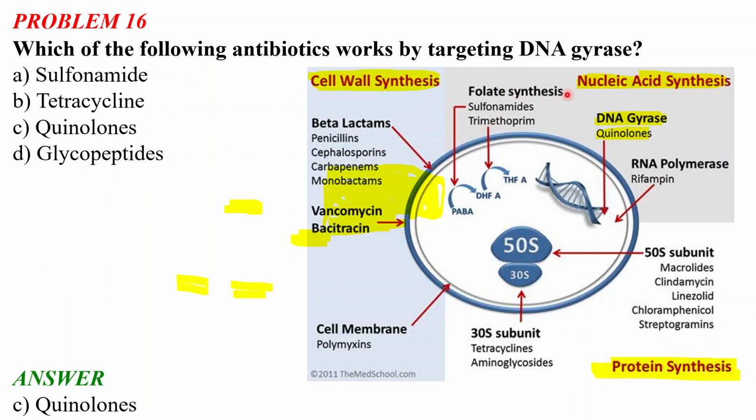Now comes nucleic acid synthesis. In folic acid synthesis, these are the anti-metabolites like sulfonamide and trimethoprim that I have already mentioned today. The conversion of PABA to DHFA and THFA is inhibited by sulfonamide and trimethoprim. Together they are also used for sequential blocking. DNA gyrase is inhibited by the quinolone class, and DNA polymerase by rifampicin. In case of protein synthesis, in the ribosome, the 50S units are inhibited by the macrolide classes, clindamycin, linezolid, chloramphenicol and streptogramins, and the 30S are inhibited by tetracycline and aminoglycosides.